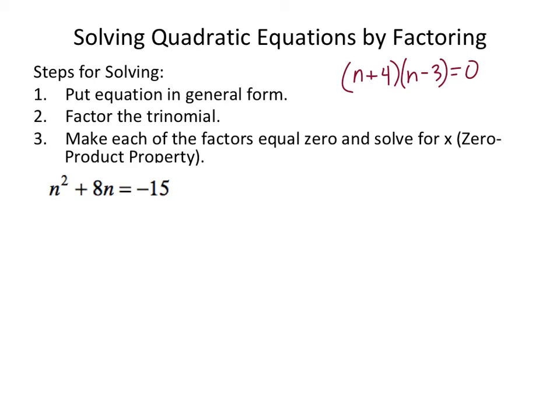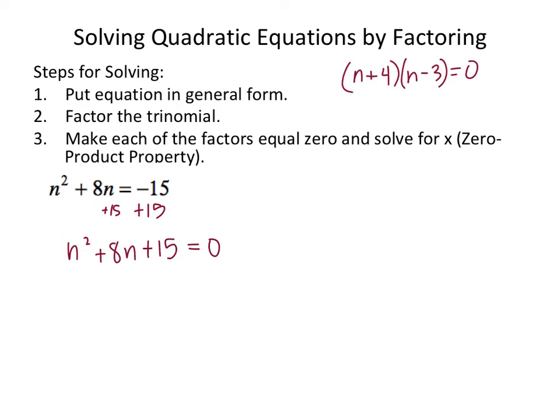So I only need to move that 15. Moving that to the other side, we add 15 over here. N squared plus 8n plus 15 is equal to 0. Now that I have nothing on the right side, this is in standard form. What I'm going to do now is factor this trinomial, and then we'll solve using the zero product property.